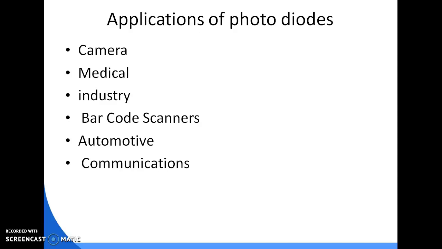Then in communications, like optical remote control, we can use photodiodes. So these are the vast applications of photodiodes.